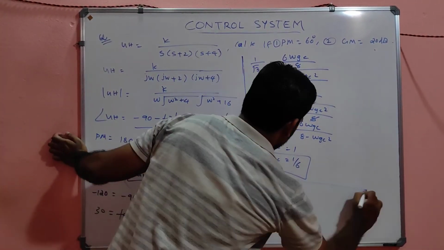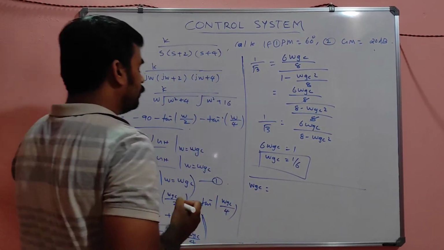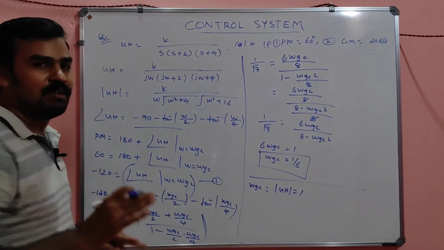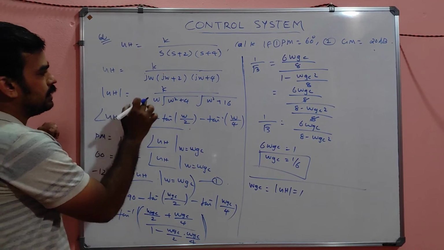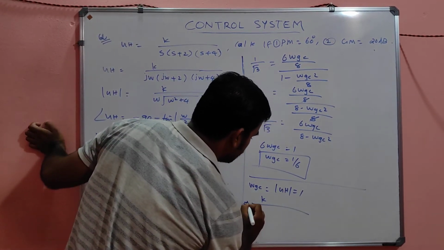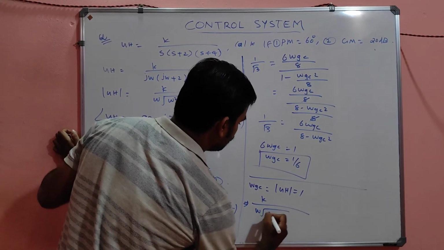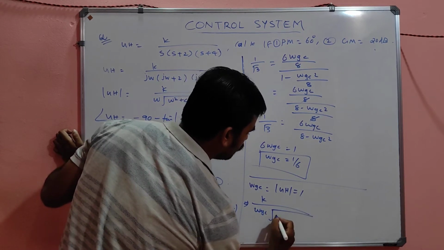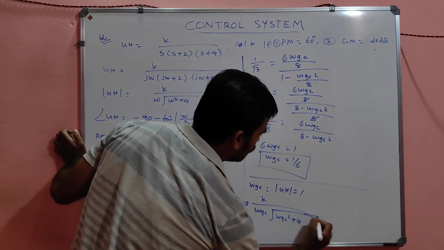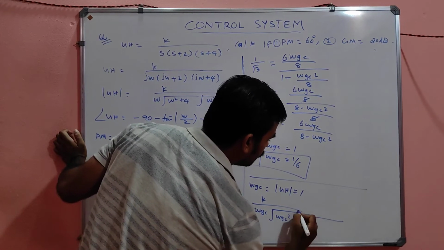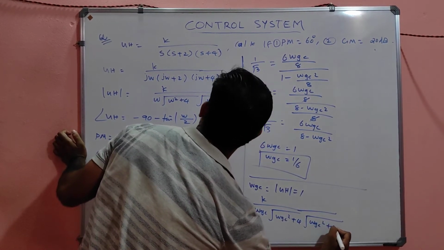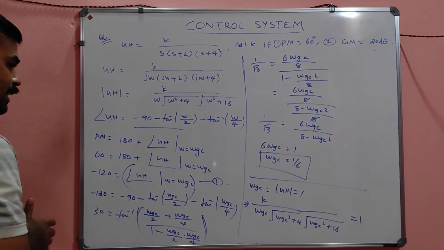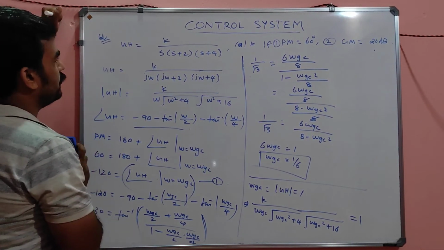Again, come back. What is gain crossover frequency, my dear? Omega GC is nothing but the frequency at which the magnitude of GH is equal to 1. That frequency is called the gain crossover frequency. And what is the magnitude of GH again? K divided by omega root of omega GC square plus 4, root of omega GC square plus 16, equal to 1. Substitute the value of omega GC now.